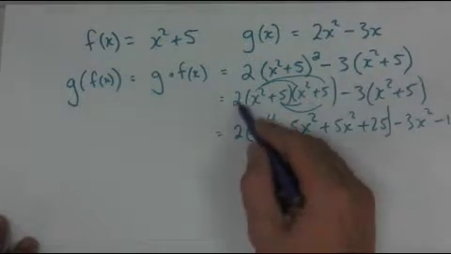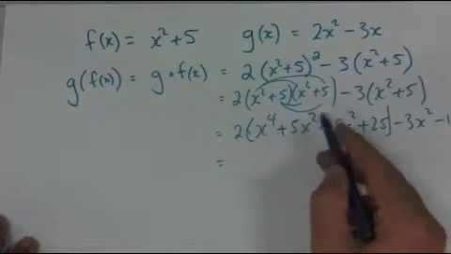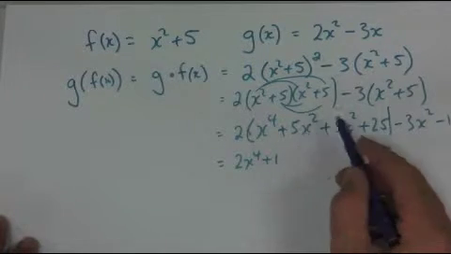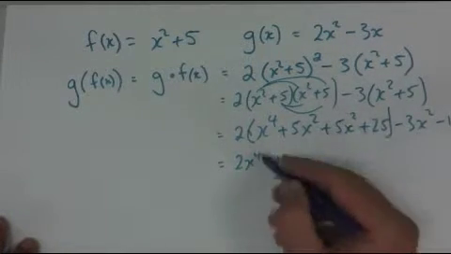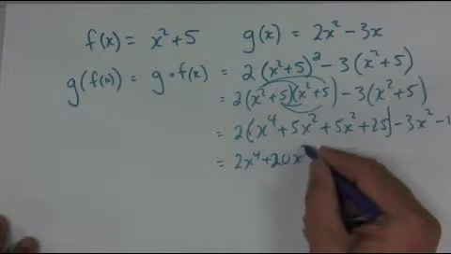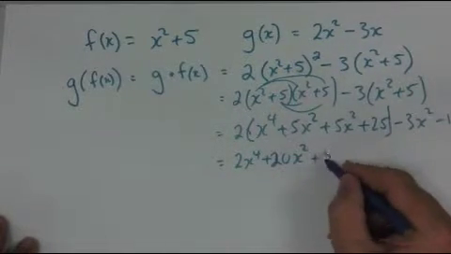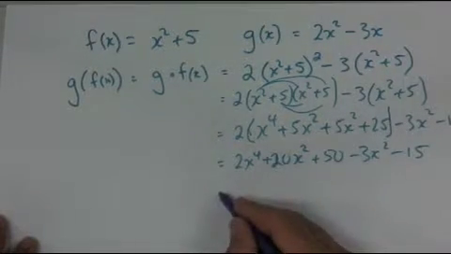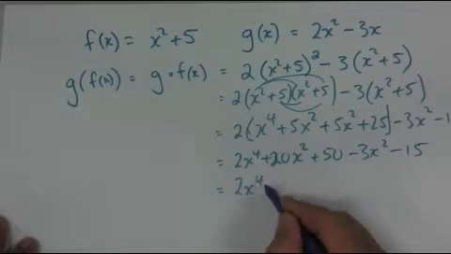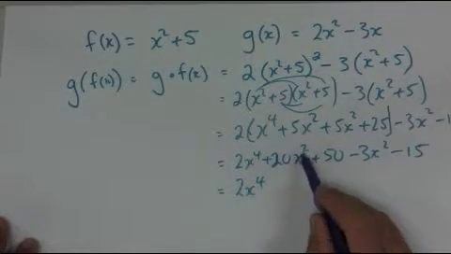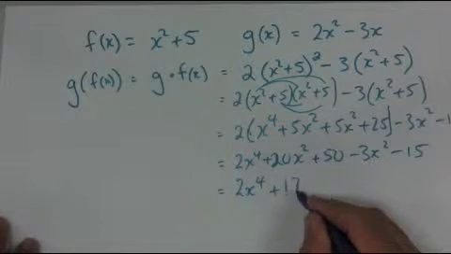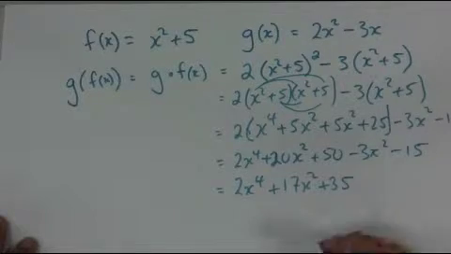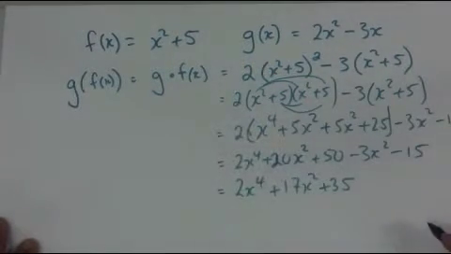Make sure we have the bracket there, because this is still 2 times that whole part. So 2 times x to the 4 plus, well, 5x squared plus 5x squared is 10x squared, times 2 is 20x squared, and 2 times 25 is plus 50. Take 3x squared, take 15, and then collecting all the terms, 2x to the power of 4, plus 20x squared take 3x squared becomes plus 17x squared, and 50 take 15 becomes plus 35. So it is a combined function now.